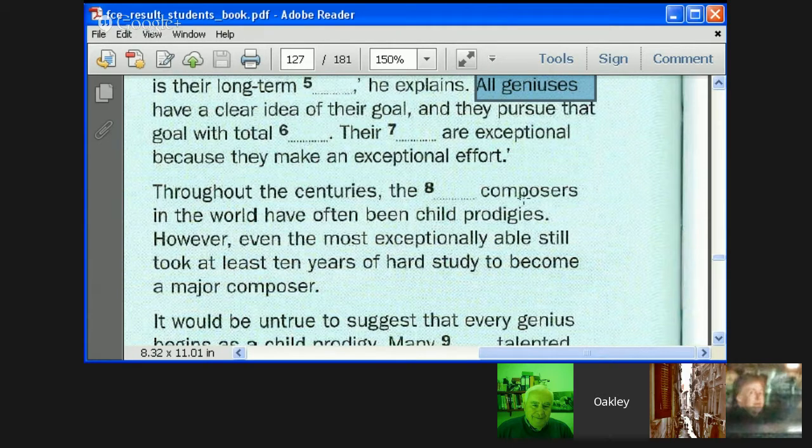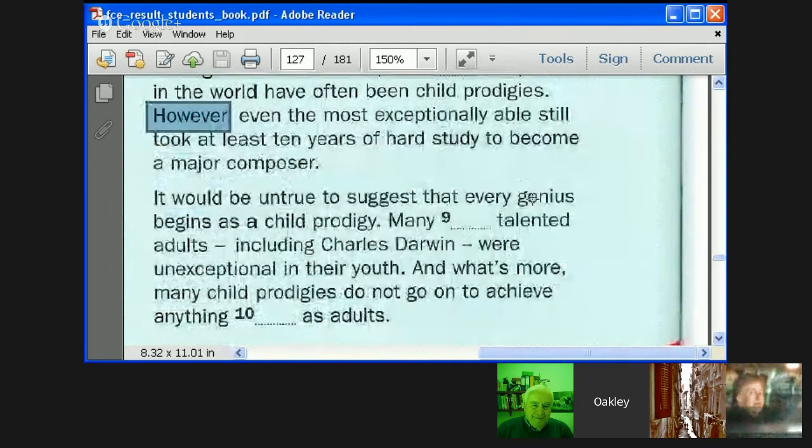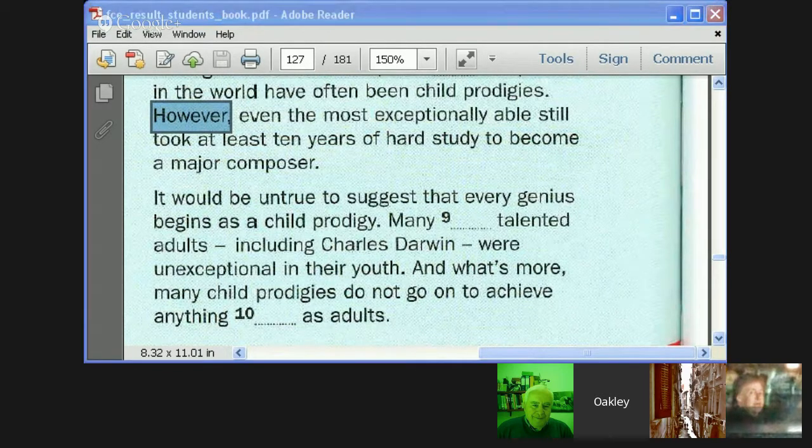Okay, Vincenzo, you can take over from however. Let me scroll down. However, even the most exceptionally able still took at least 10 years of hard study to become a major composer. However, yes, but then where is the blank? Number 9. It would be untrue to suggest that every genius begins as a child prodigy.